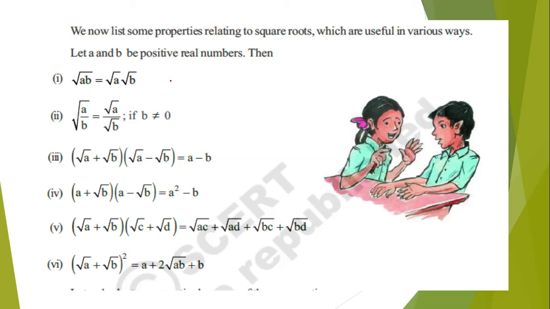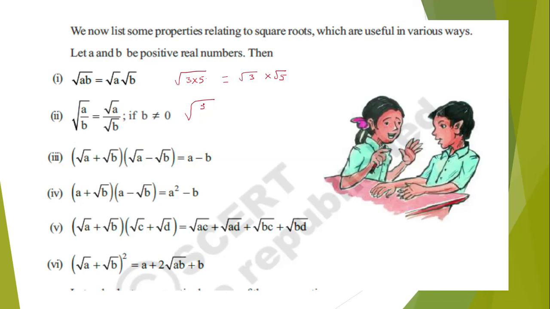Root AB, that means root of 3 into 5. For example, you take this one. Then you may write root of 3 into 5 as root 3 into root 5. That means here 3 is A, 5 is B. That means root AB is written as root A into root B. In the same manner, you may observe the second one.